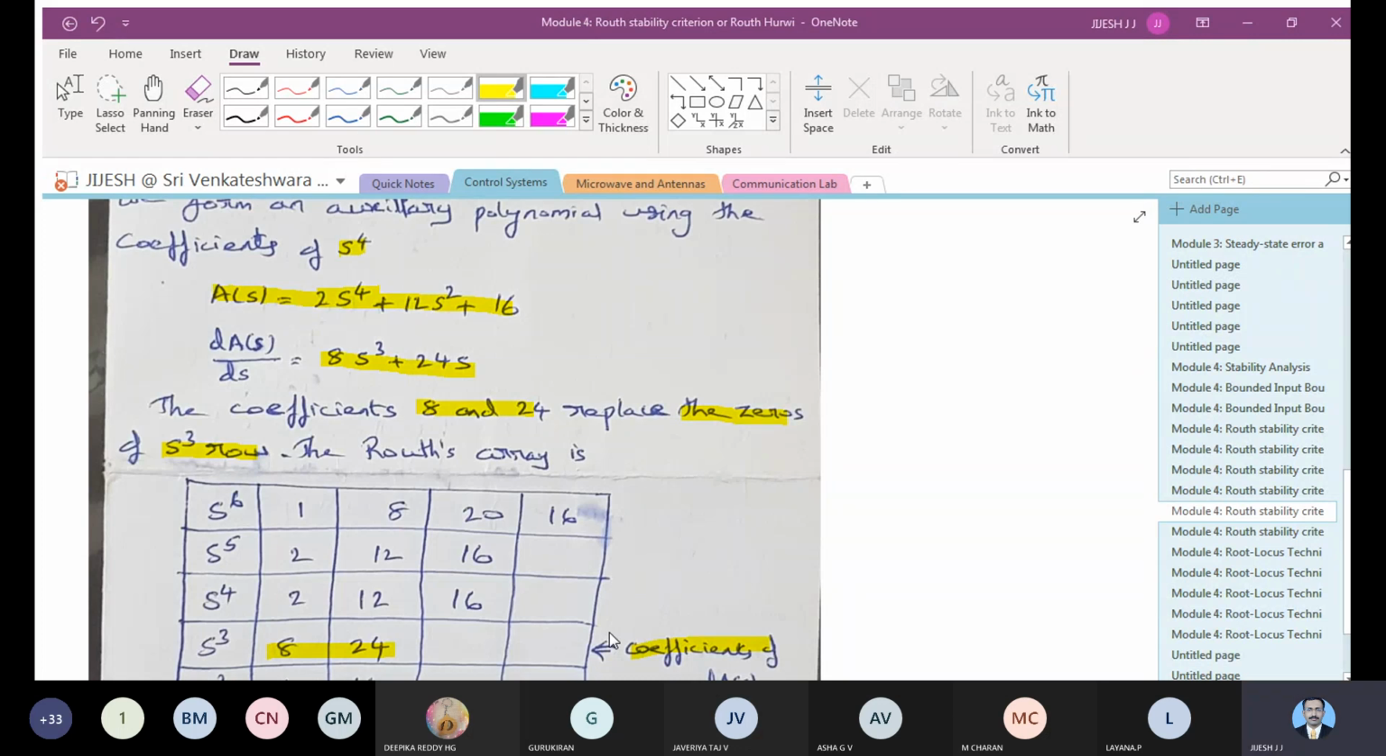So what are the coefficients you are going to get there? What are the numbers you're going to get there for s to the power of 2? Are you still doing it? Yes, sir. Okay, complete it and let me know that.